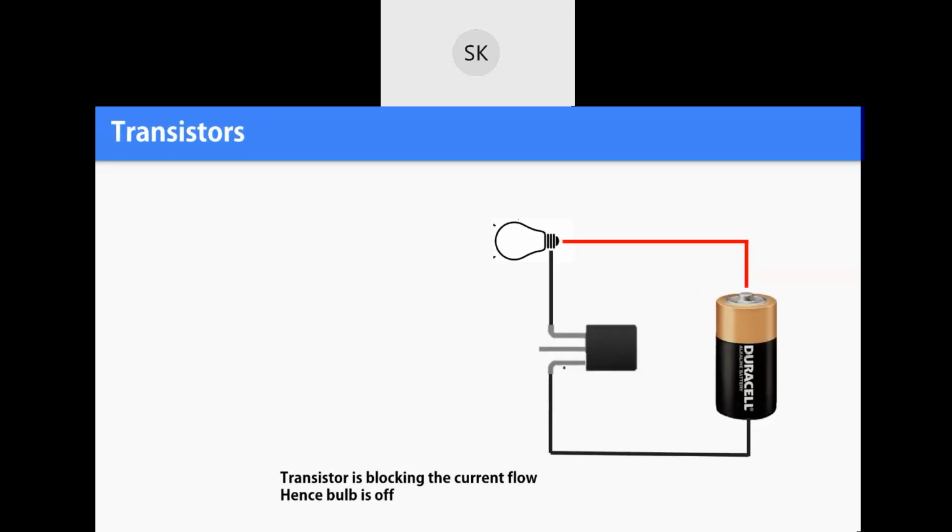So now, even if the transistor's emitter and collector terminals have been joined, the transistor is still blocking the current flow and hence the bulb is not glowing. So do you have any idea what changes in the circuit we need to make so that the bulb will glow?